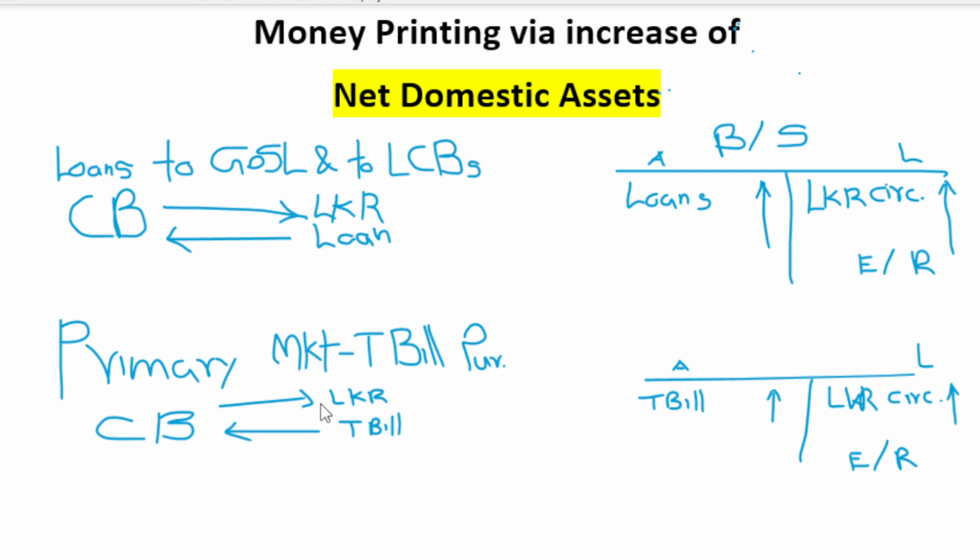As the next thing, we have discussed primary market treasury bill purchased by central bank. When that occurs, central bank issues new money or prints money, and it accumulates treasury bill holding. Correspondingly, in the balance sheet, there will be an increase of asset side by way of treasury bill holding, whilst there will be an increase of liabilities as an increase with LKR in circulation.